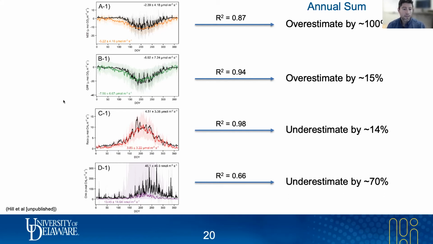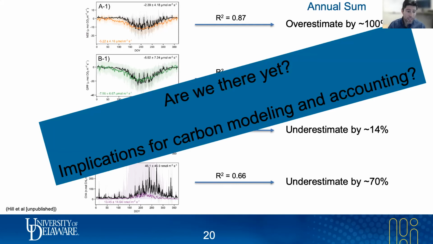So these are examples of opportunities that we have in terms of coupling ecosystem scale measurements with point measurements. When we try to analyze these relationships, there is some good news in terms of agreement, but when we upscale this information, there are challenges, again, for carbon accounting on these different components. So are we there yet? And the question is, what are the implications for modeling and accounting?